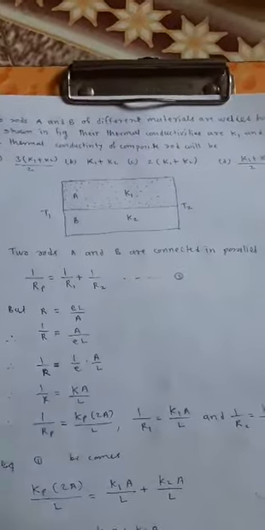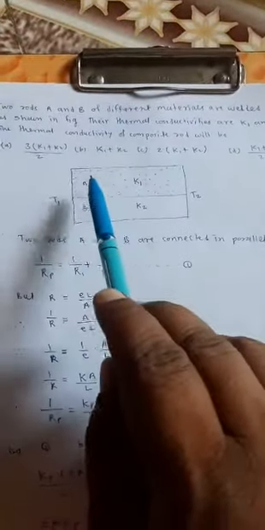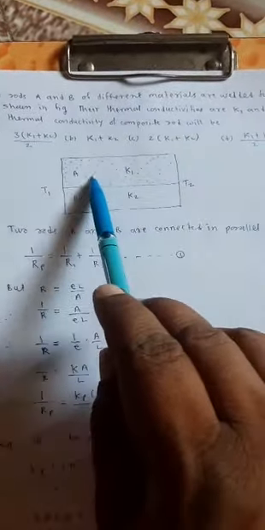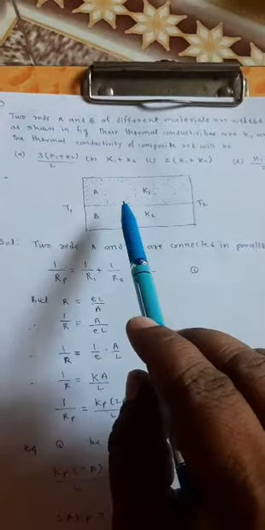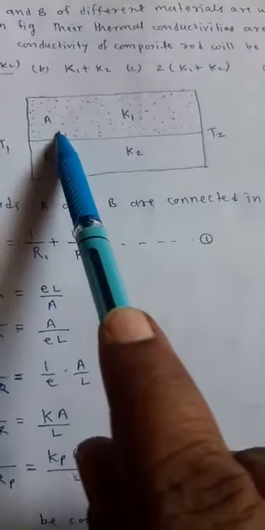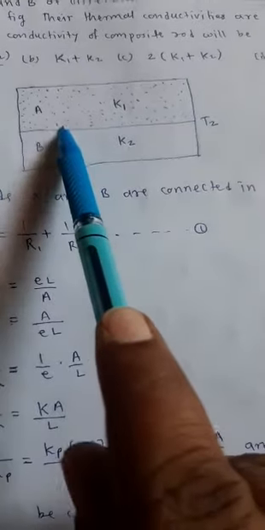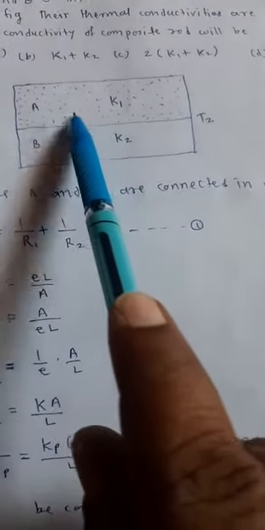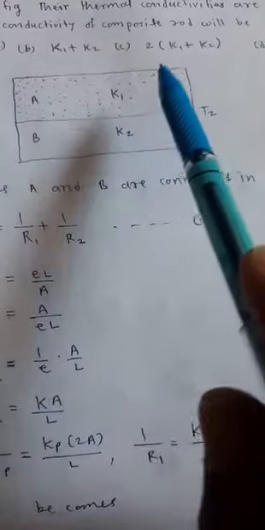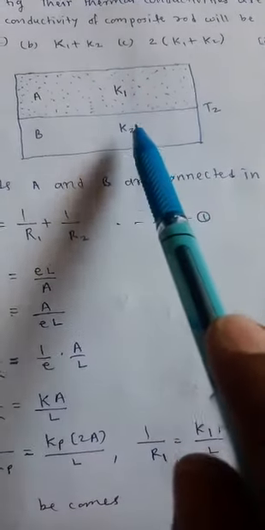Next problem. Two rods A and B of different materials are welded together as shown in the figure. These are the two rods, rod A and rod B. These two rods are welded together. Their thermal conductivities are K1 and K2. The thermal conductivity of the composite rod will be... दो रॉड हैं, एक का नाम है ए, दूसरे का बी. These two rods are welded together like this. Coefficient of thermal conductivity for the first rod is K1 and for the second rod is K2.